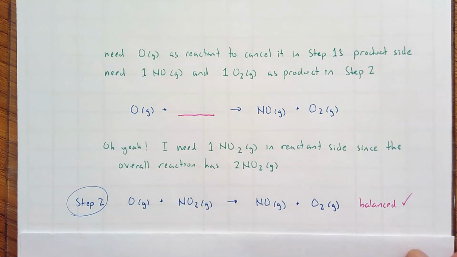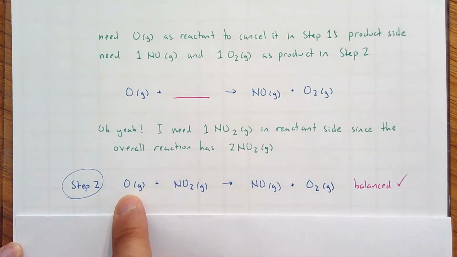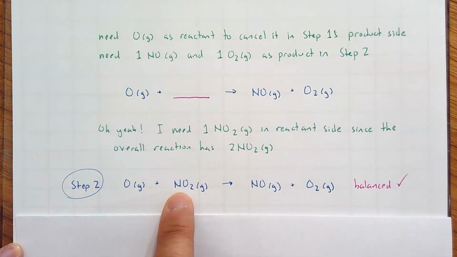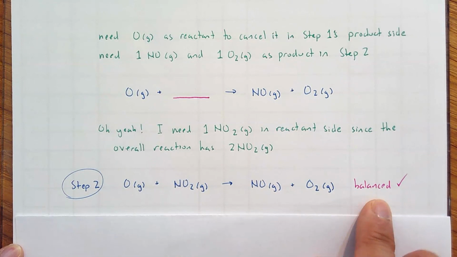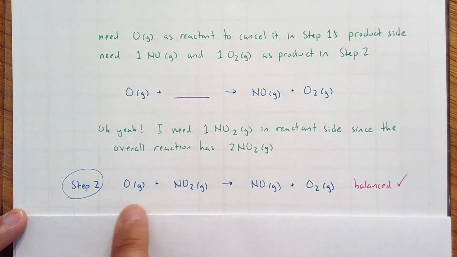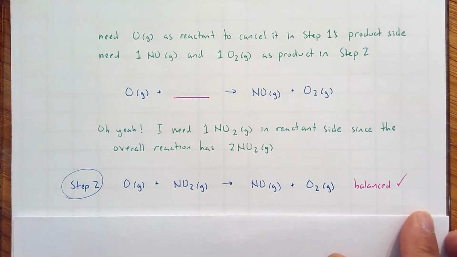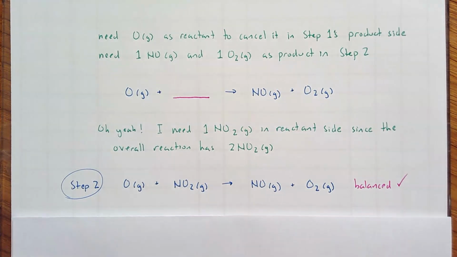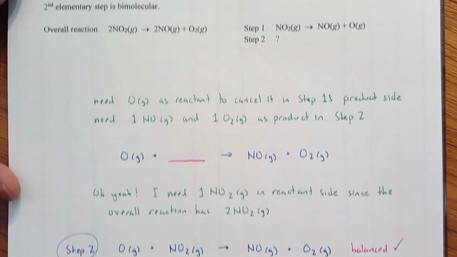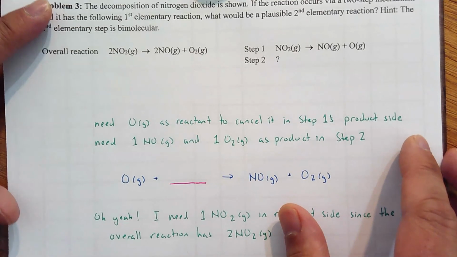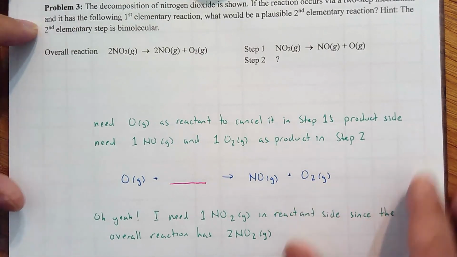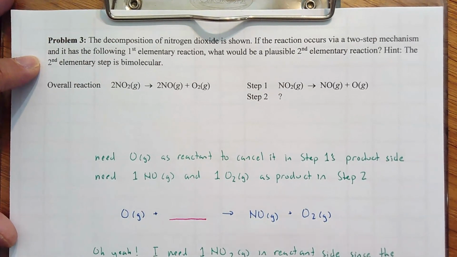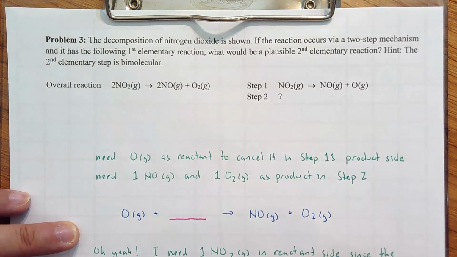For step 2, you should write oxygen plus NO2 gives you NO plus O2 gas. And double check before you go on to the next problem, it is balanced. Okay, those are 3 problems dealing with reaction mechanisms. In the first one, the slow step is step 1. In the second problem, the slow step is step 2. And in this problem, you have to fill in the missing elementary reaction.